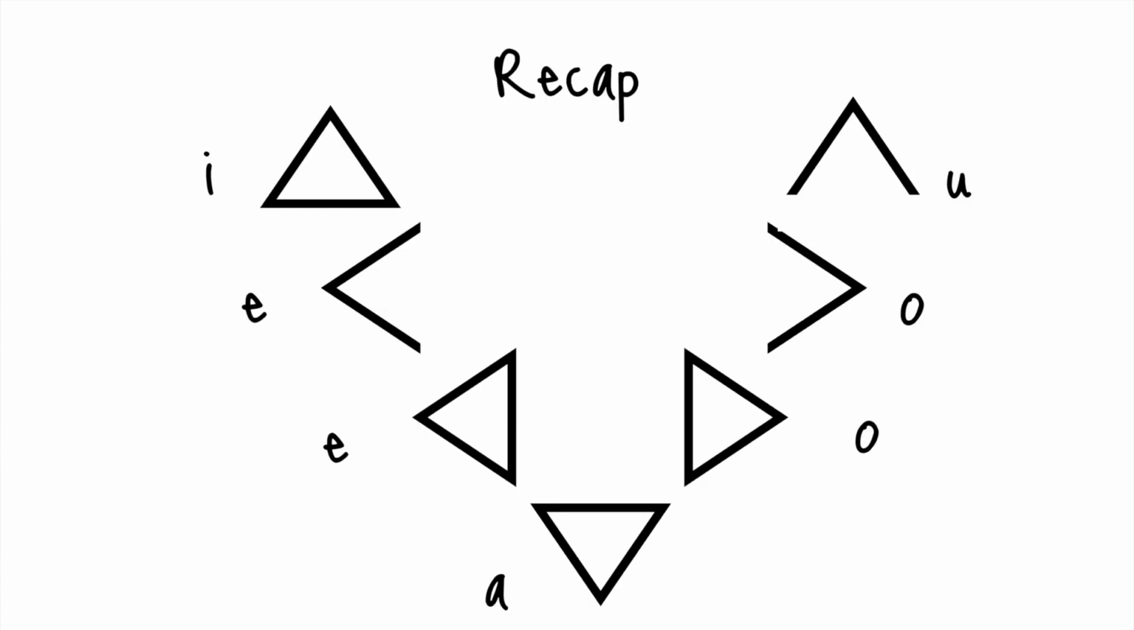Okay, so that is all the vowels I have for you today. Let's do a quick recap. The closed triangle pointing upward makes an I vowel. The open triangle pointing left makes an E vowel. The closed triangle pointing left makes an E sound.